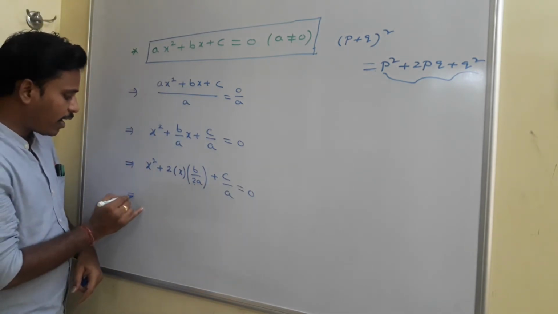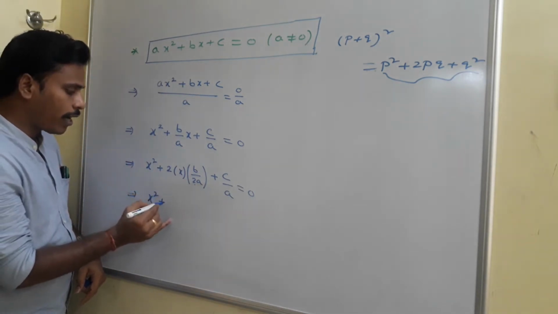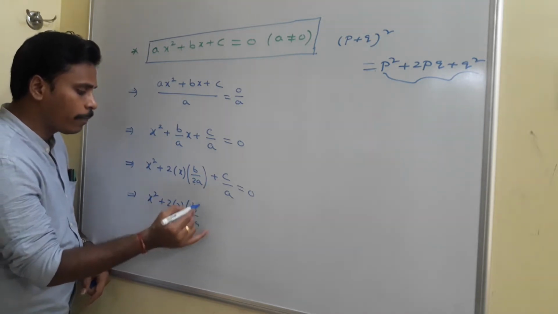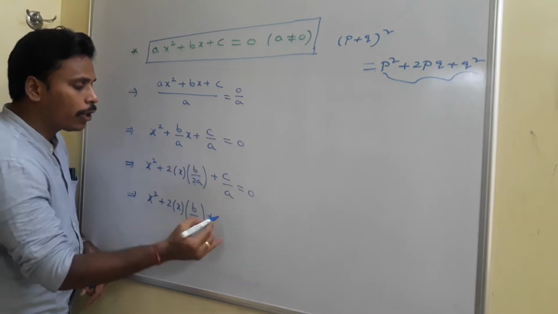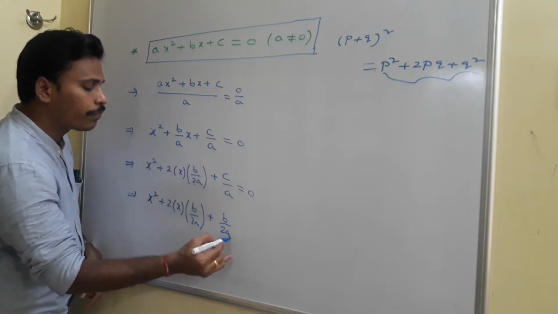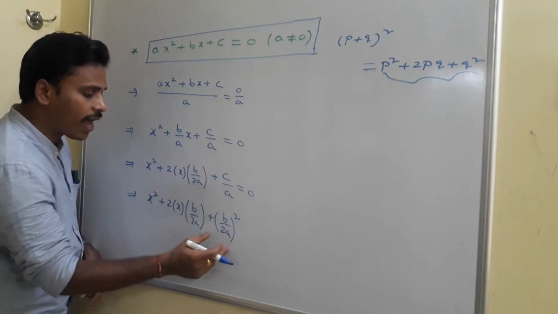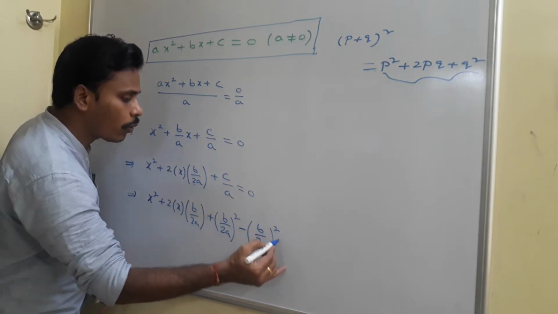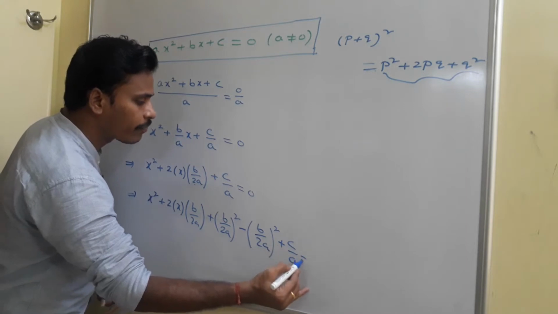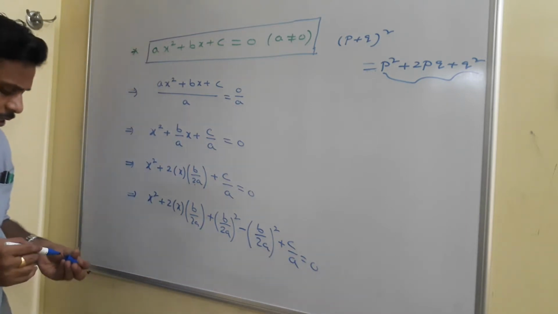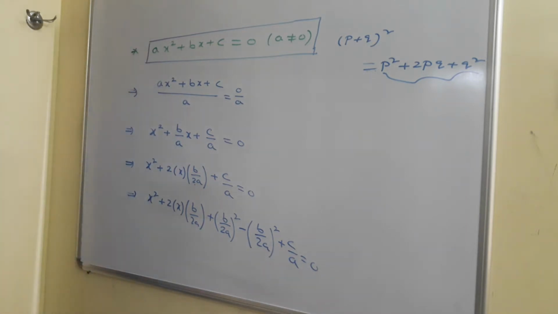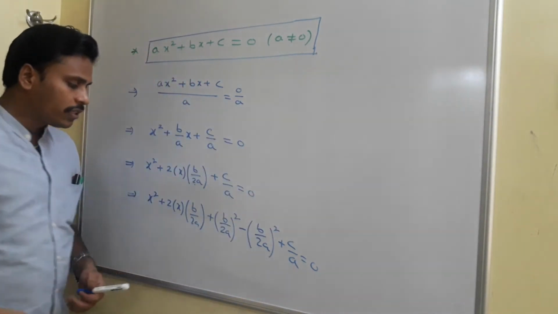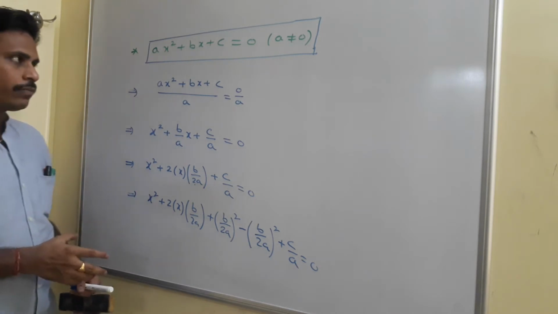With that idea, what I am going to do is x square plus 2 into x into b by 2a plus, and this b by 2a, I will add 1 b by 2a whole square and I will subtract 1 b by 2a whole square, plus c by a is equal to 0. Just look at this, I am adding b by 2a whole square and subtracting b by 2a whole square just to make a perfect square here, right?